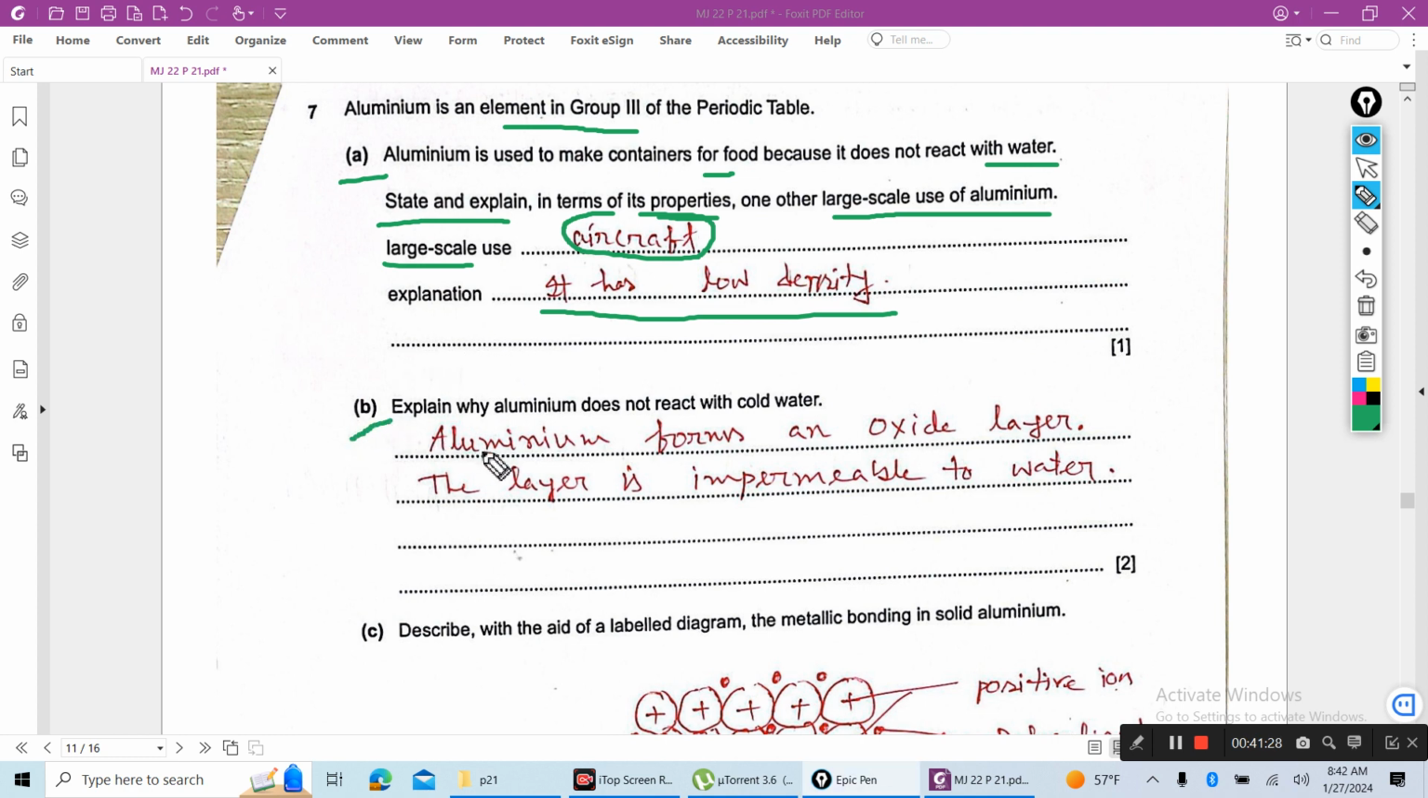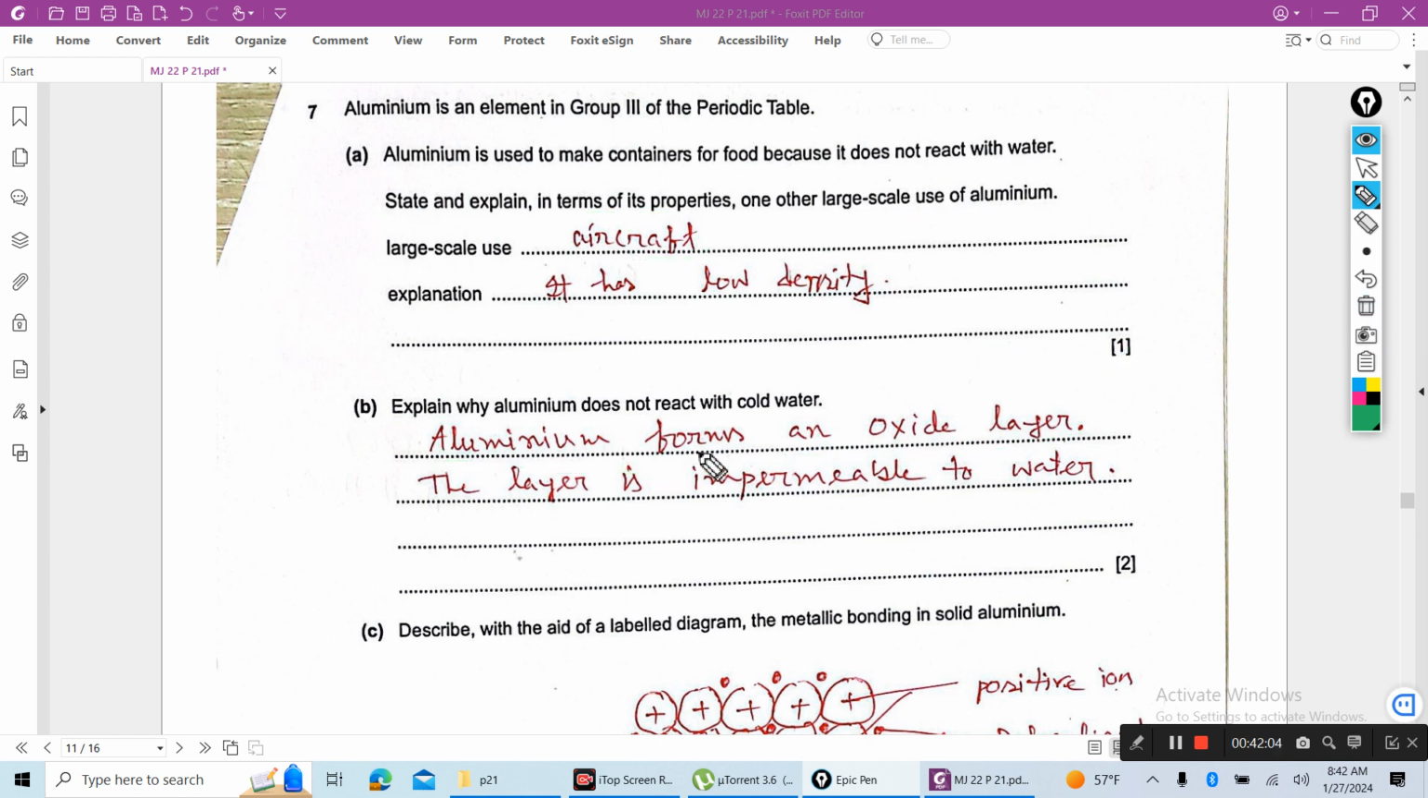B. Explain why aluminum does not react with cold water. Aluminum forms an oxide layer. Aluminum reacts with air, oxygen, forming Al2O3, aluminum oxide layer, which is very strong.